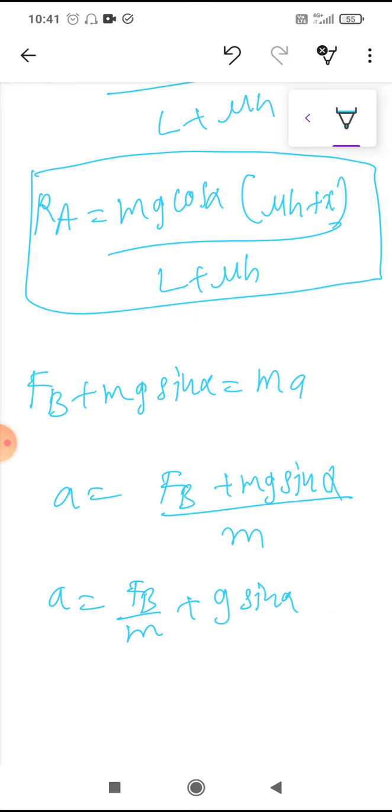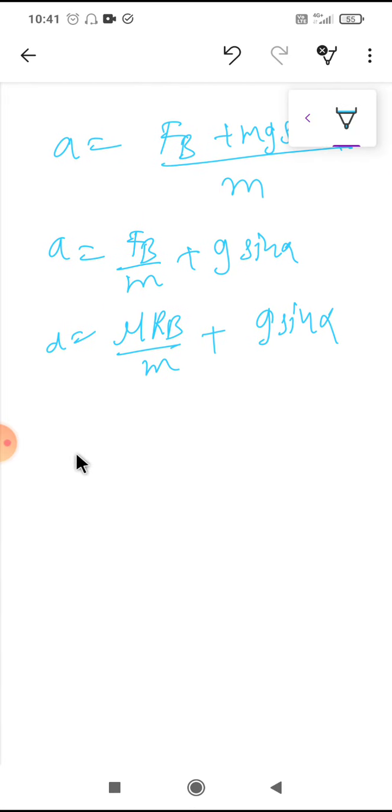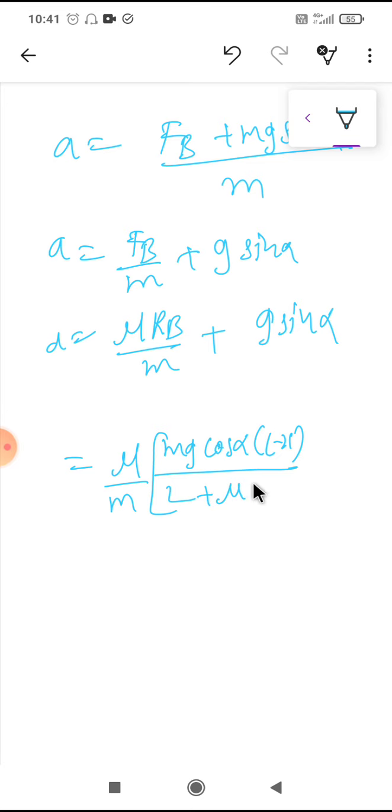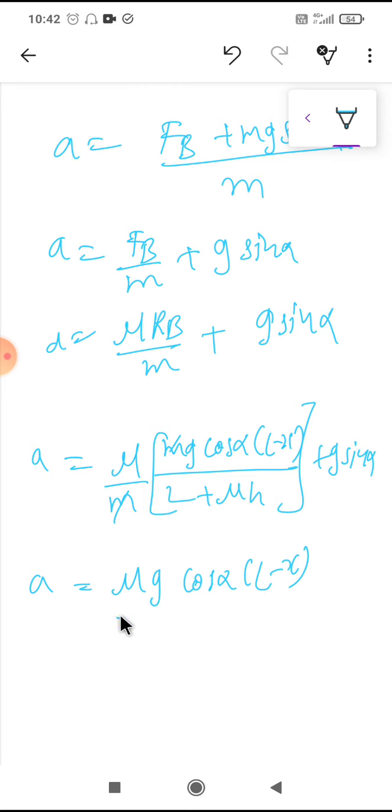So acceleration will be equal to mu RB divided by m plus g sin alpha, as you know the friction force is mu RB. Putting the value of RB in this equation, we will get A equal to mu by m into mg cos alpha L minus x divided by L plus mu h, plus g sin alpha. So acceleration A, the m gets cancelled here, so I'm left with mu g cos alpha into L minus x divided by L plus mu h, plus g sin alpha.